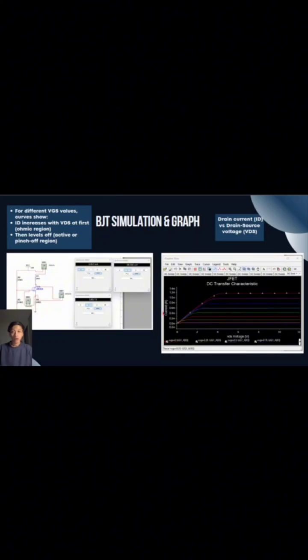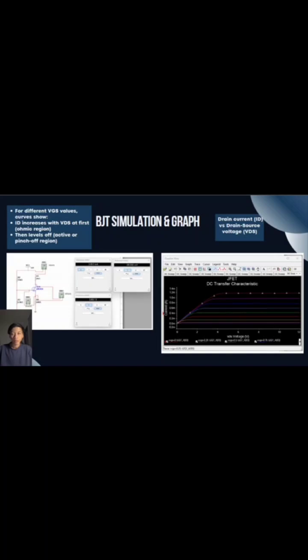This slide shows the DC transfer characteristic of JFET. The graph shows how the drain current ID increases with the drain source voltage VDS at the beginning. After a certain point, the current levels off, which indicates the JFET is in the active or pinch-off region. It also shows that when the gate source voltage VGS becomes more negative, the drain current decreases.